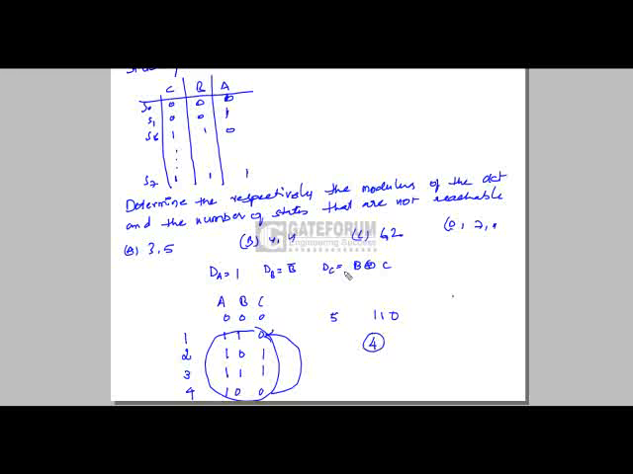Again, how many variables is it having? A, B, C, 3 variables means how many number of states possible? 2 power 3 means 8. Means the number of states that are not reachable is also 4. So hence the answer B is correct.